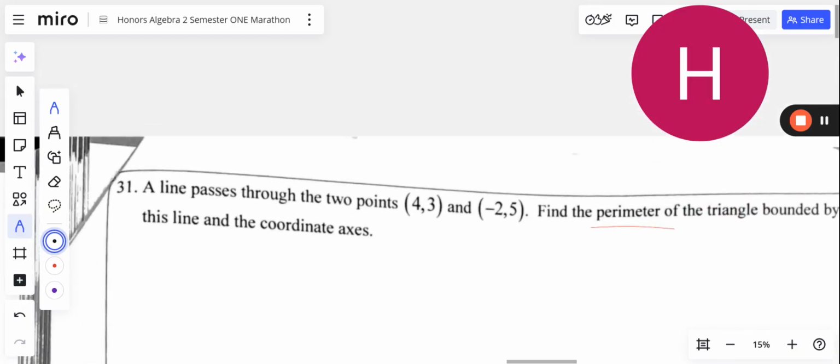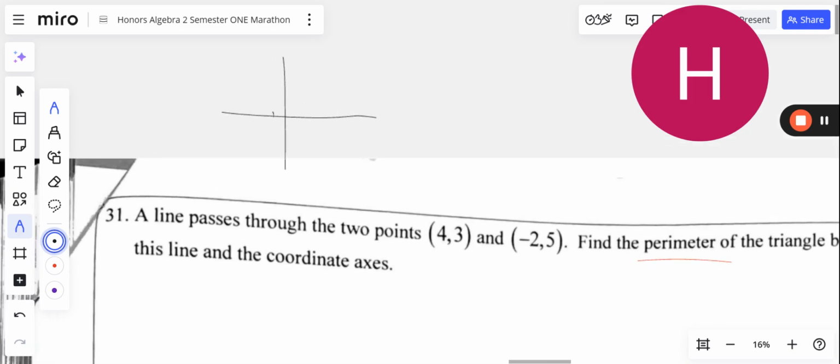So let's just get a general idea of what that's going to look like. Of course, we're going to have the x-axis and y-axis as a boundary. This line is going to pass through the points (-2, 5) and (4, 3). Something like that. So the triangle in question is going to be this triangle right here. Okay, we need the perimeter of that.